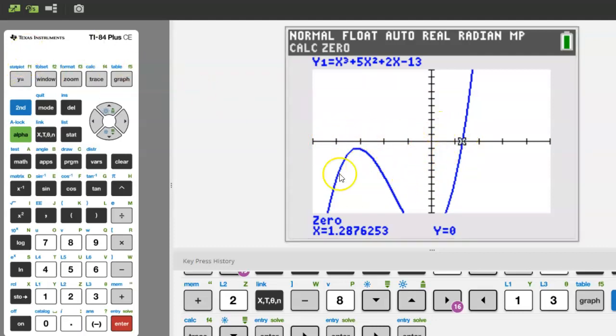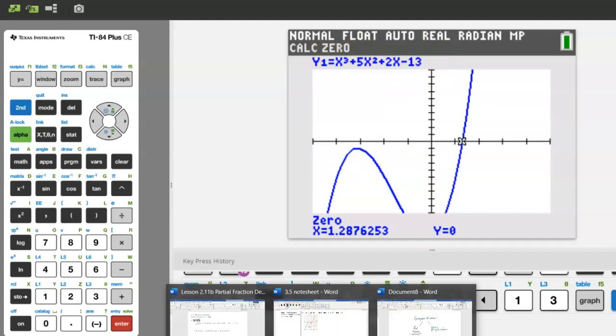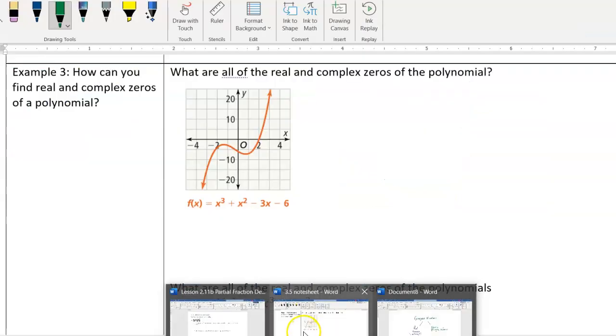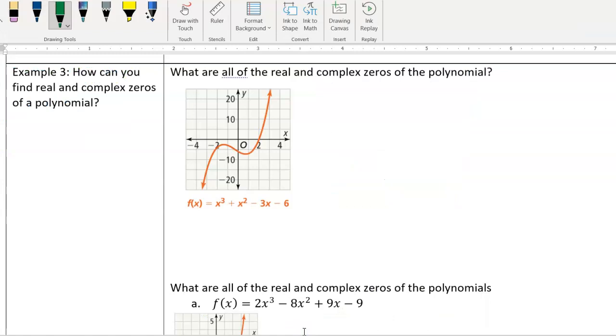Let's see how we can figure out the values when we're just looking at an equation, how we can find what the complex zeros would be. So let's go back to our notes. All right, so here's one. Again, in your assignment today, you'll have to do the graphing on your own. But we're not going to waste your time with that because we've done enough graphing right now. So you should be familiar with how to graph.